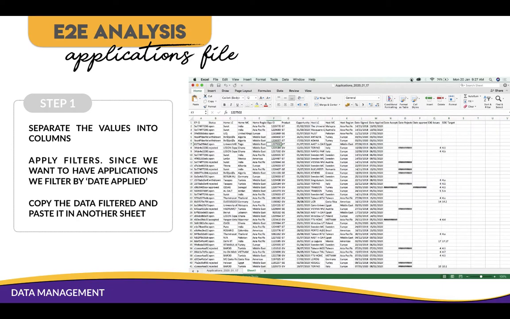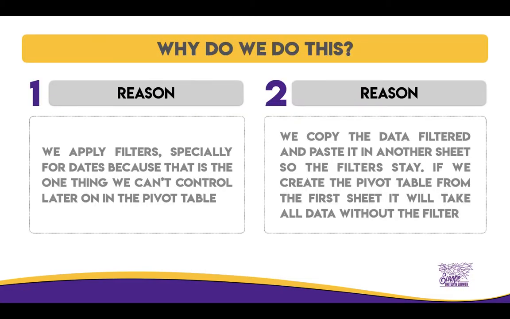So even if we apply the filter and then directly create the pivot table, the filter is not going to stay. It's not going to be applied. So that's why we need to filter first, especially the dates, sorry, the periods of time, because those are the most difficult to handle in the pivot table. So we filter the period of time and then we copy and paste it in another sheet, so we know for sure we're going to have the data that we filtered. These are the two reasons why we do this.